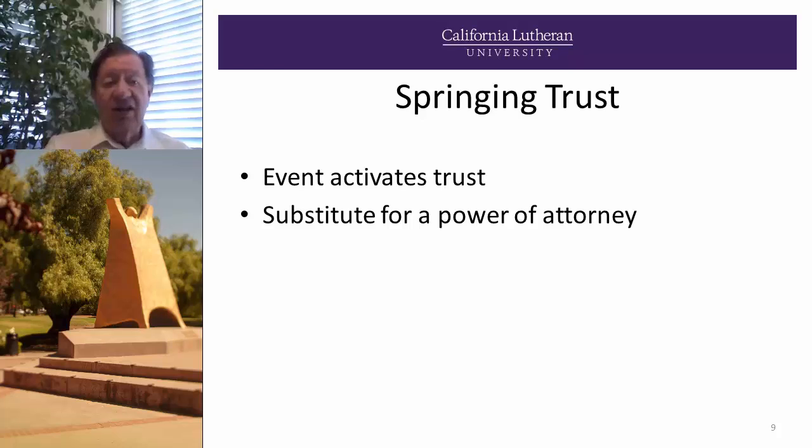A springing trust is activated by an event. It could be going in the hospital. It could be two doctors saying that you are no longer able to handle your finances. It might be leaving the country on an airplane. It might be leaving the state. Whatever criteria is called out in the trust has the trust take effect when that item is met, and it's a very good substitute for power of attorney. In fact, I think it's a much better substitute for power of attorney. We'll be looking at those later on in the course.